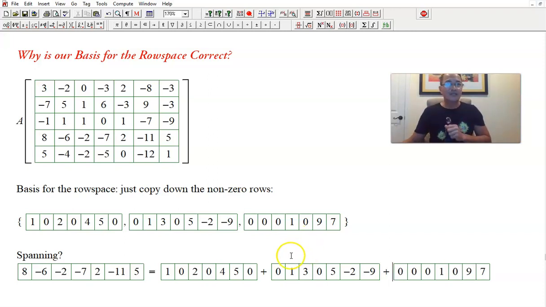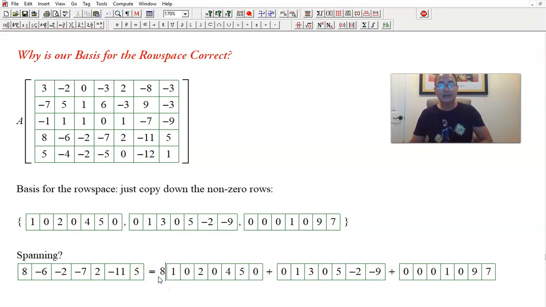Okay, so let's talk about those leading ones and the zeros. First component, there's an 8 there, there's a 1 there, the others have zeros. So how much of the first vector do we need? We need 8 of them. So we get 8, 0, 16, 0, 32, 40, 0. That's still not that vector.